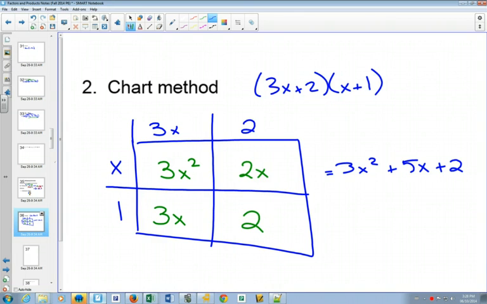The nice thing about the chart method is it's very visual. You don't miss anything. The not nice thing about the chart method is it takes up more space in your notes than FOIL does. So generally, while you're doing algebra, you would have FOIL all the way through. Next class, I will show you, you could also do it with algetiles.